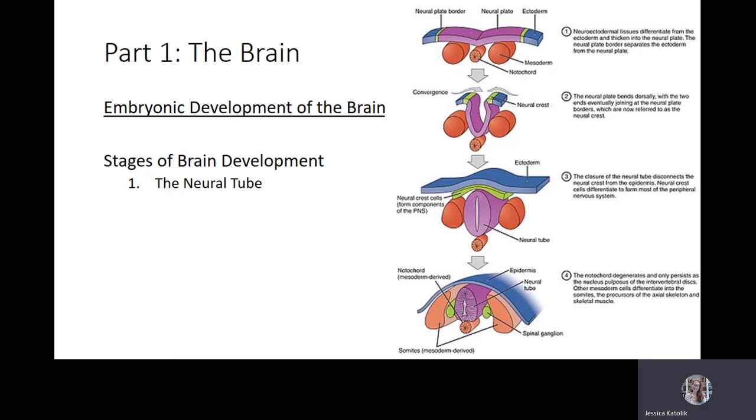And in the spinal cord, it will become the central canal. And then the cells surrounding that space will become the brain and spinal cord itself. All right. So let's go into what happens to this neural tube after the first few days of development.